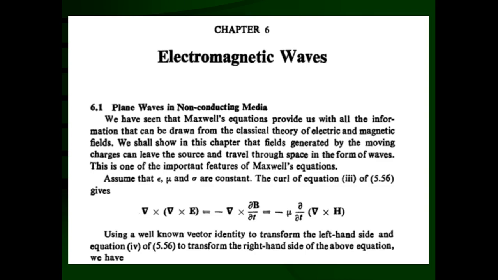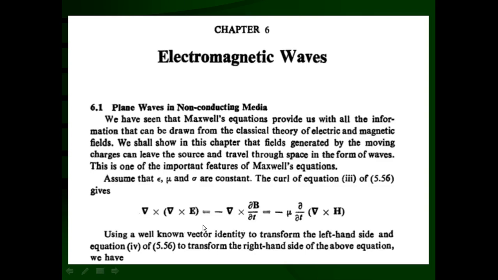Then we can take the curl on both sides of equation 3. That means curl of curl of E is equal to minus curl of del B upon del T. So a time varying magnetic field can generate a time varying electric field. That is the physical interpretation of Faraday's law of induction.